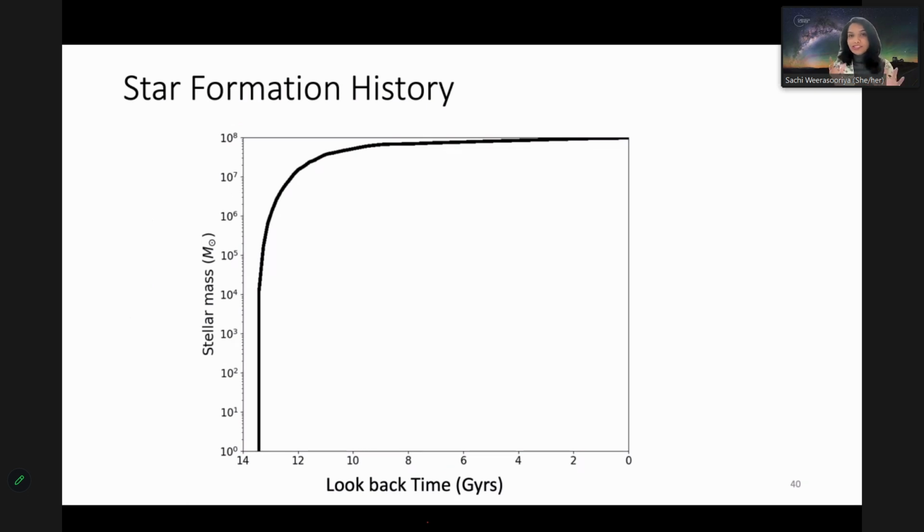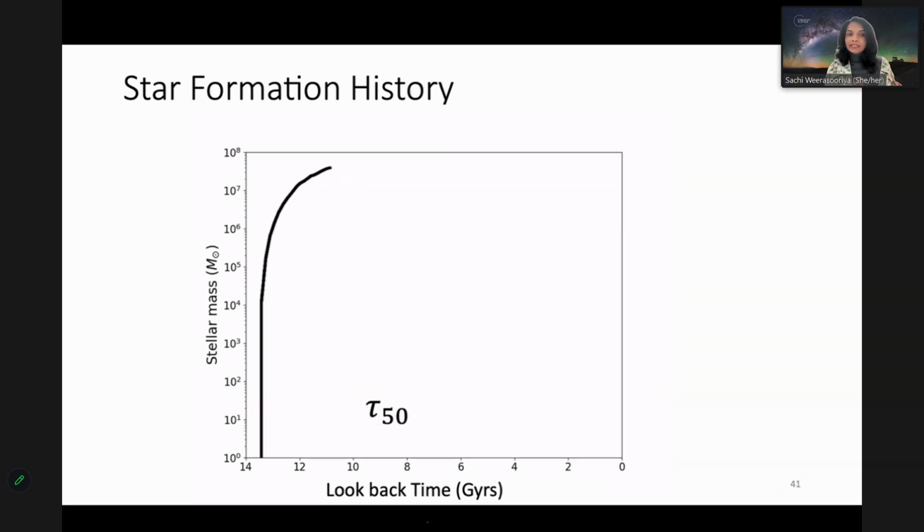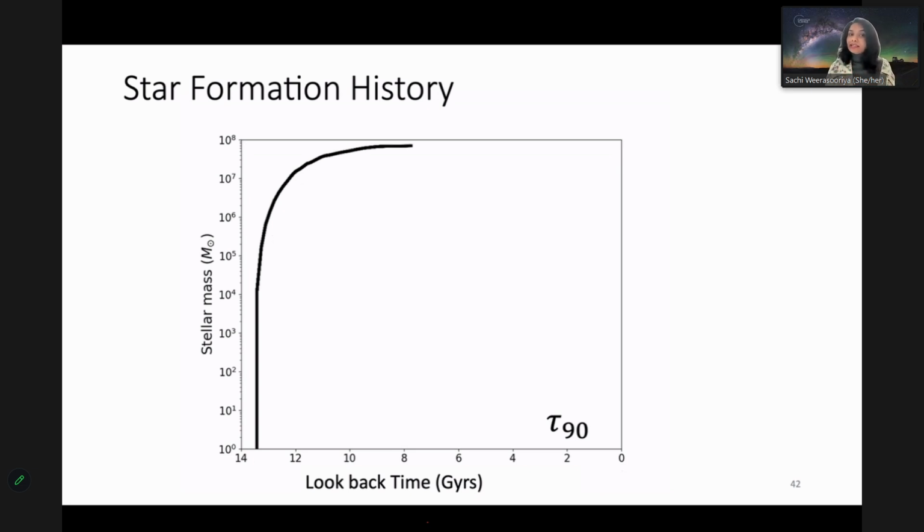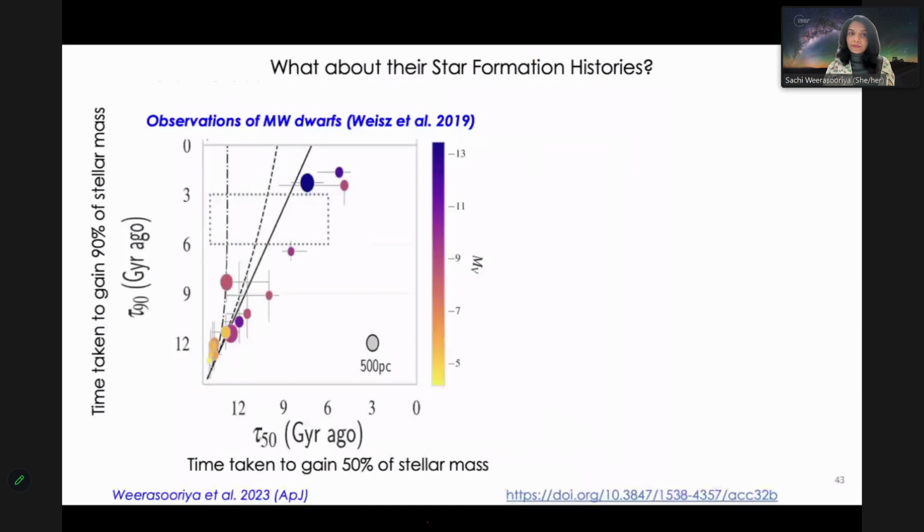Star formation history tells us how the stellar mass evolves with time. On the x-axis, you have lookback time. So we are looking back in time to the Big Bang. And the stellar mass is the mass of stars in these galaxies. So tau 50 is the time taken to gain 50% of the stellar mass that we see at the present day. And tau 90 is the time taken to gain 90% of the stellar mass that you see at the present day. So these are good indicators of the star formation history of a galaxy. Now, if you go back to this plot, it shows the tau 90 versus tau 50 for these dwarf galaxies. And each point is colored by the brightness and sized by half light radius.